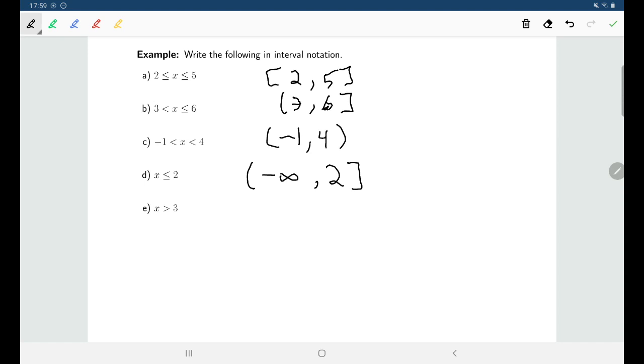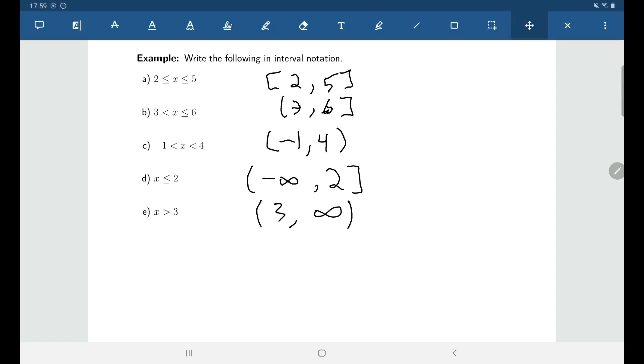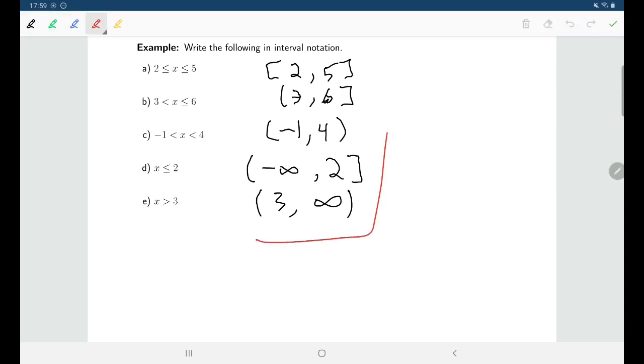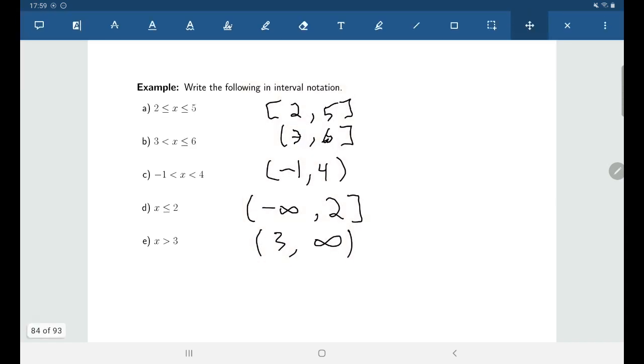Last one, x is greater than 3. So in other words, we're talking about all the values from 3 to the far right, from 3 to positive infinity. We're not including infinity, it's not a number, and we're not including 3 either. X is strictly greater than 3. This is the sort of notation that I'm expecting us to be able to use when we're describing solutions to inequalities. I may ask for your solutions in interval notation, and this is the sort of answer I'd be looking for.